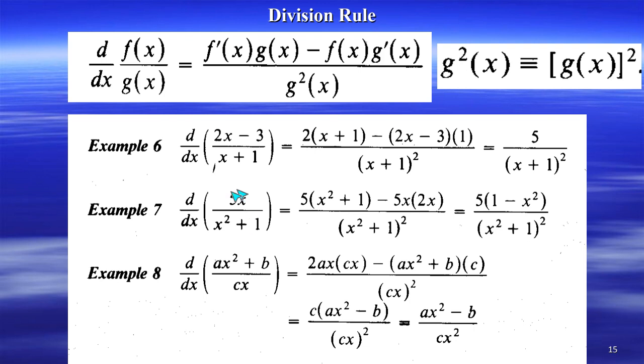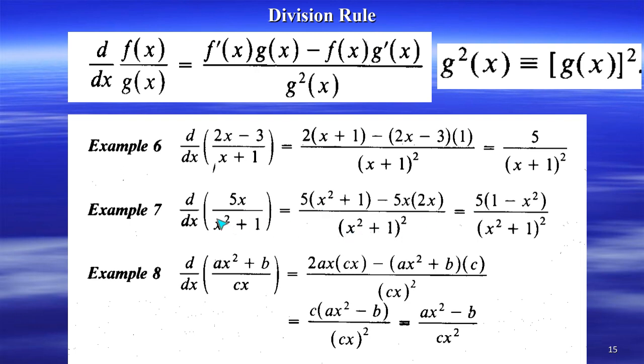Another example, 5x over x² + 1. What is its derivative? The derivative of the numerator 5x is 5, times the denominator, x² + 1, minus the numerator itself, 5x, times the derivative of the denominator, which is 2x + 0, which is 2x.